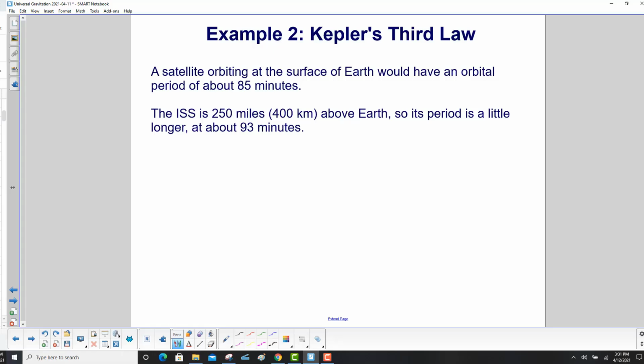A satellite orbiting at the surface of Earth would have an orbital period of about 85 minutes. Since the space station is 250 miles or 400 kilometers above Earth, its period is a little longer at about 93 minutes. The farther you get away from the object that's being orbited, the longer the period is.